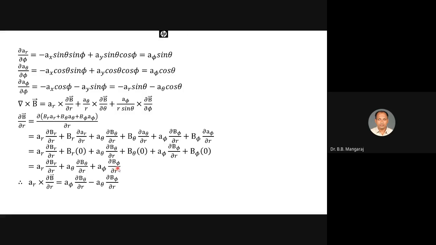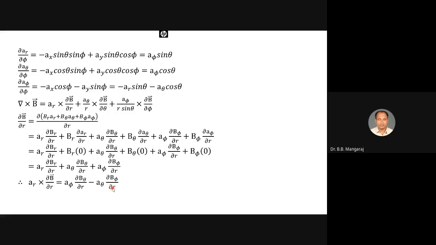These three factors. When we take a_r cross product with del B by del r, we will take a_r cross product with all these three terms. Now a_r cross product with a_r will give us 0. a_r cross product with a_theta will give us a_phi del B_theta by del r. a_r cross product with a_phi will give us minus a_theta, because a_phi cross product with a_r will give us a_theta. So a_r cross product with a_phi gives minus a_theta del B_phi by del r.